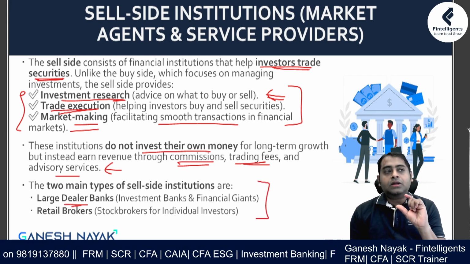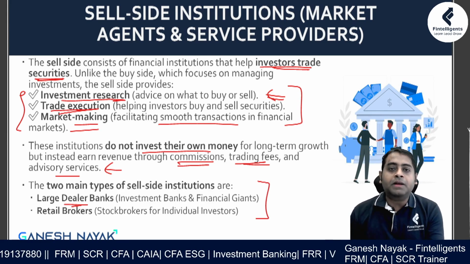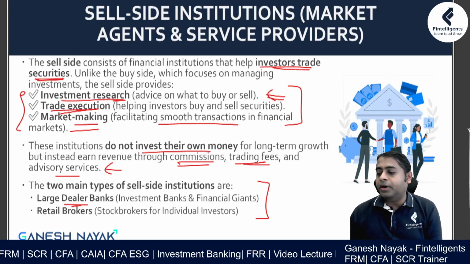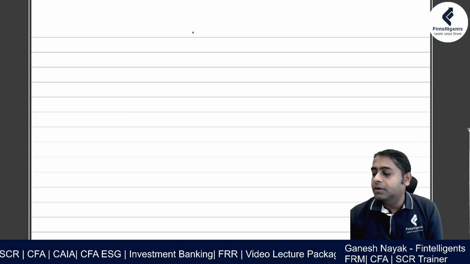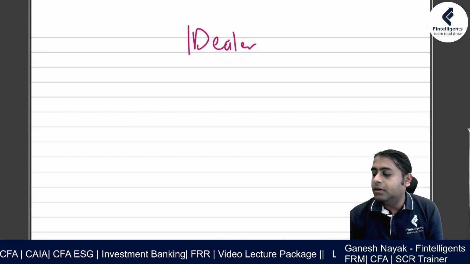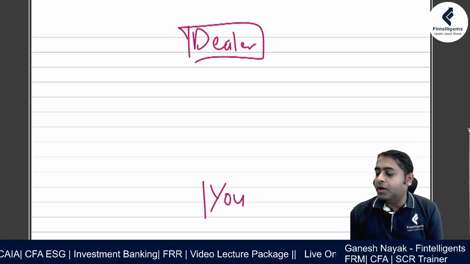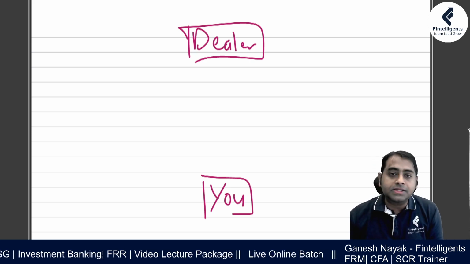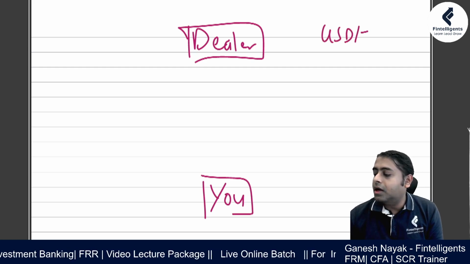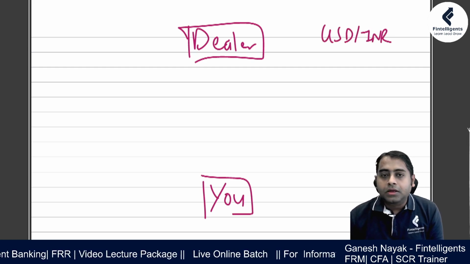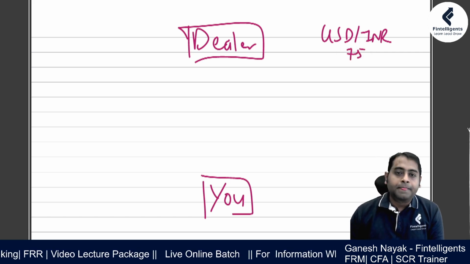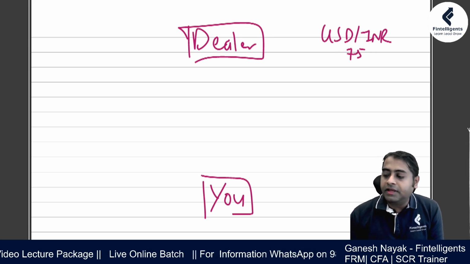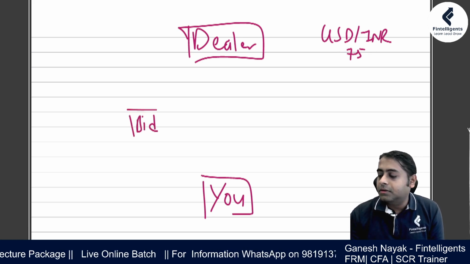Dealers are generally used for market makers. I'll give you one more connecting point about the dealer. Suppose this is a dealer and you are sitting here in front of him at a table, and you're talking about a currency, USD INR. The current rate in the market is say 75. When you go to the dealer, he will give you two prices, a bid price and an ask price.